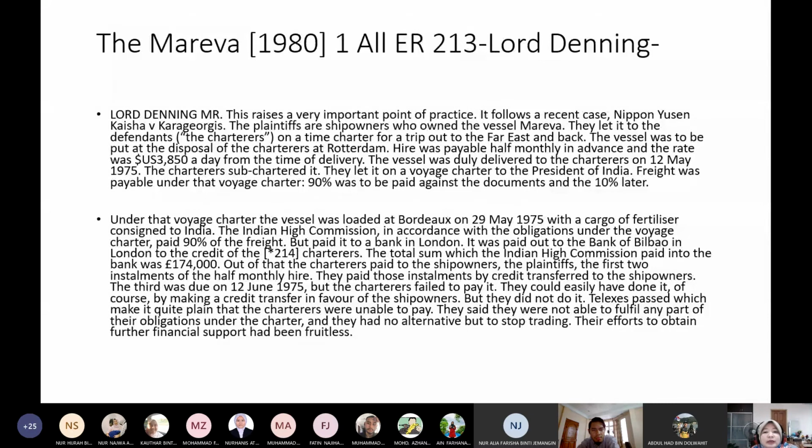Okay, and then the amount was 124,000, and then the charterers paid the ship owners. All right. They paid those installments, transferred to the ship owners, but later the charterers failed to pay. Okay, they could easily have done it, but they did not make a credit transfer in favor of the ship owners. At that time, they used telex.